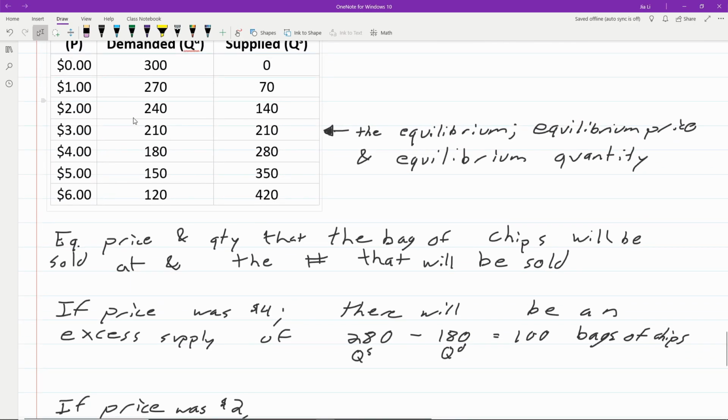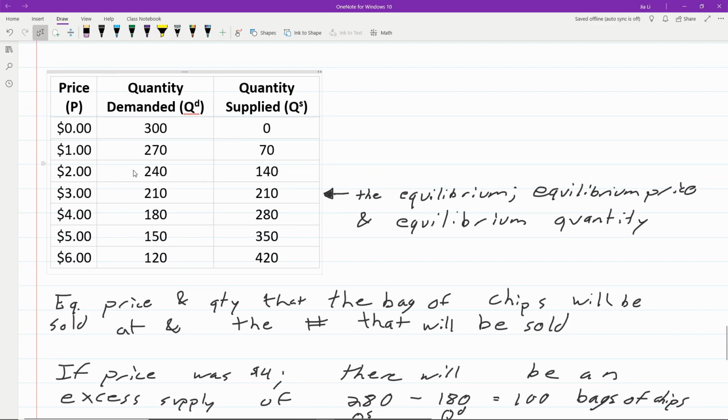Well, if the price was $2, then customers will want to buy 240 bags of chips, as we can see from here. But unfortunately, the store doesn't find it to be especially profitable to be selling their bags of chips at only $2 per bag, right? Because that's not going to be netting them much of a profit margin. So they will only buy 140 bags of chips from the dealers.